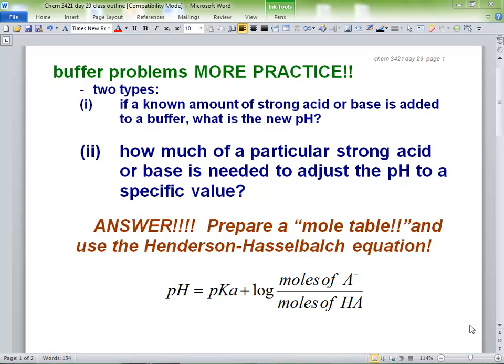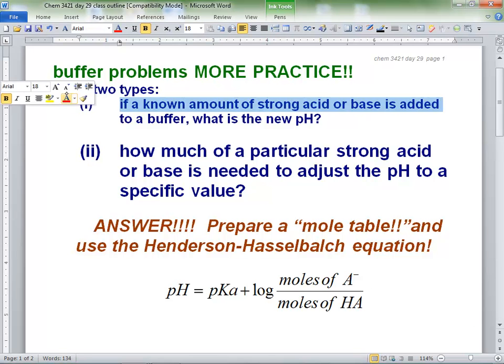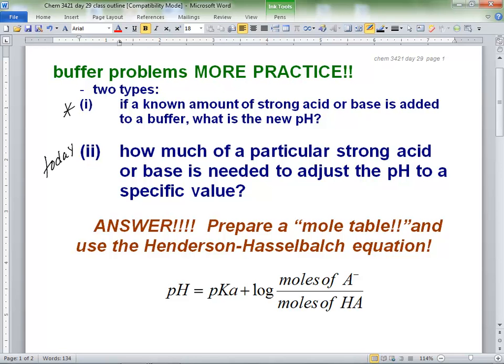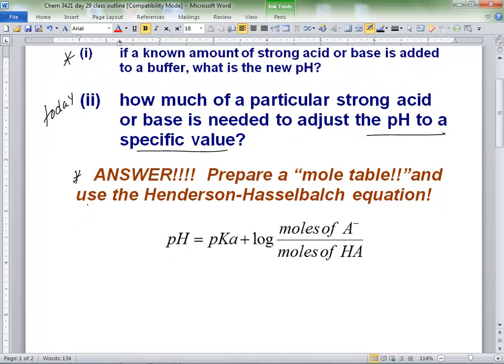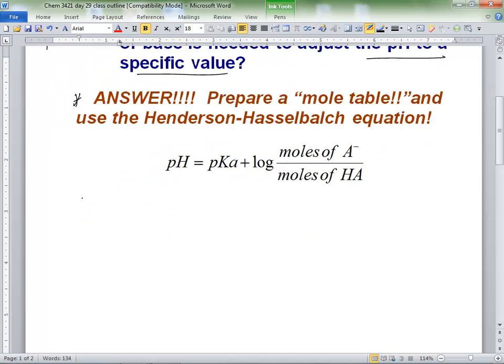So we're on buffer problems, more practice. This is what the quiz was, what we just completed. Today we are going to switch the question a little bit, and we're going to have the pH be a specific number. So how much you want the buffer to be at this certain pH, and how much strong acid or strong base is needed for that to happen. So again, mole table if you like it, but we're going to be essentially doing the same thing.